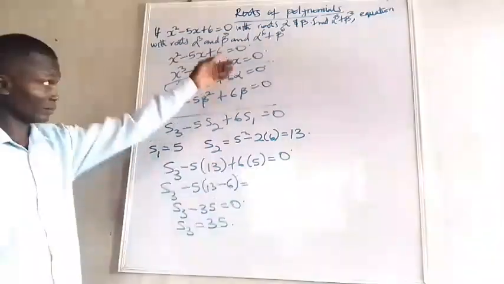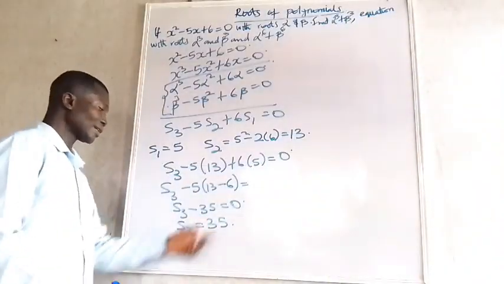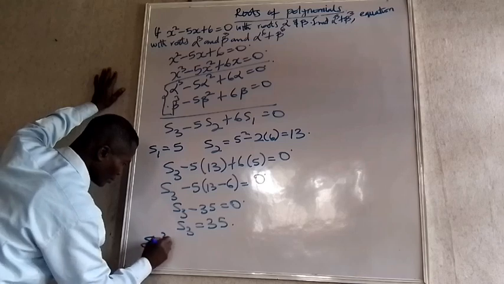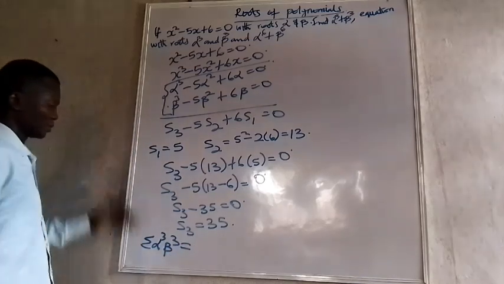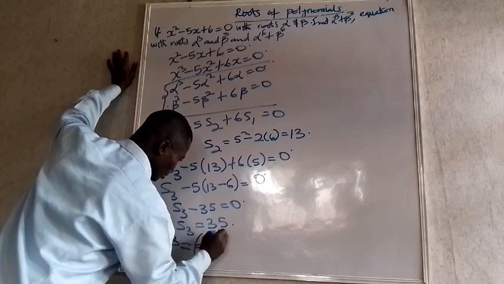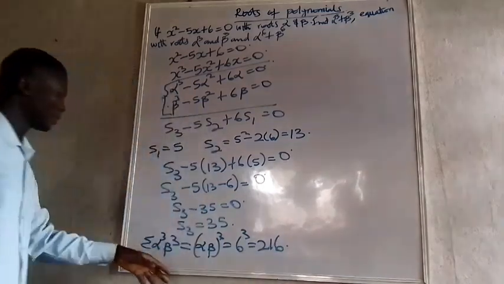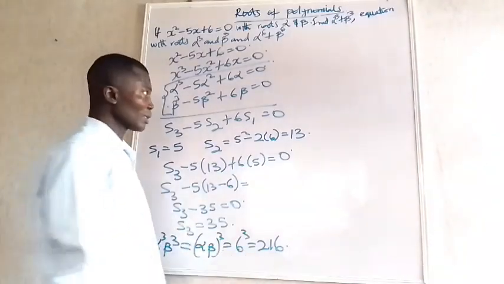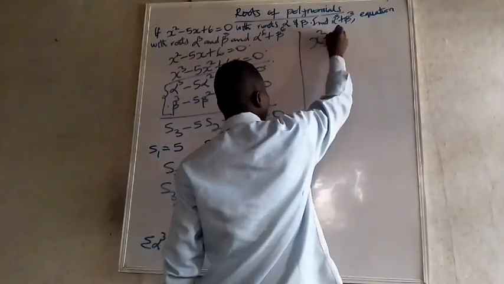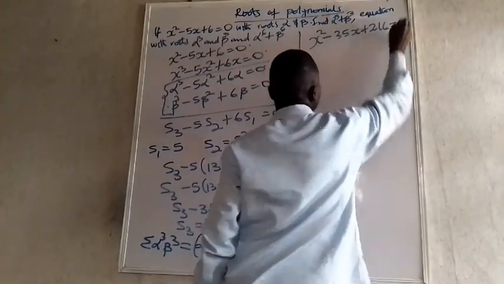You can see that this one corresponds to the answer we got previously. That is S3. And we also know that the product is going to be alpha beta all cubed, which is 6 cubed. That's 216. So from this is the sum, this is the product. We can easily form our equation. And that's going to be x squared minus 35x plus 216 equals 0.